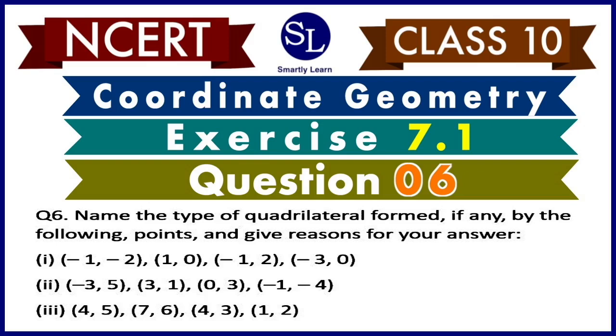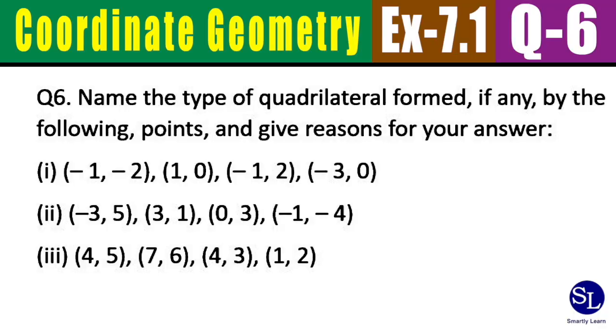In this video, let's see how to solve the sixth question in exercise 7.1. Name the type of quadrilateral formed, if any, by the following points and give reasons for your answers. They've given three subdivisions. Let's take one at a time.